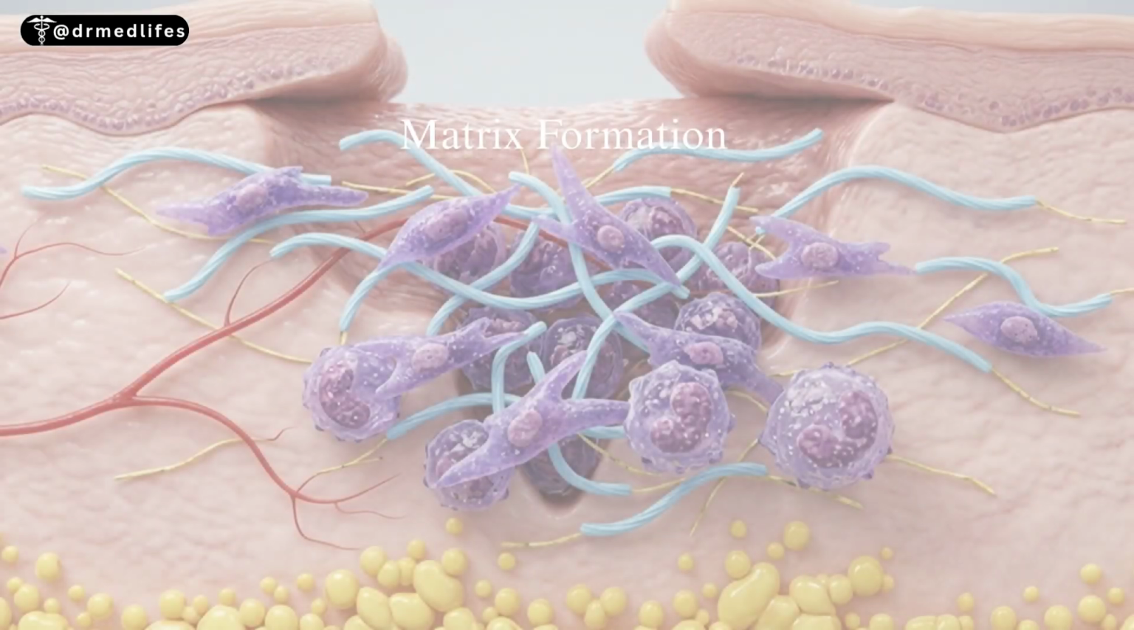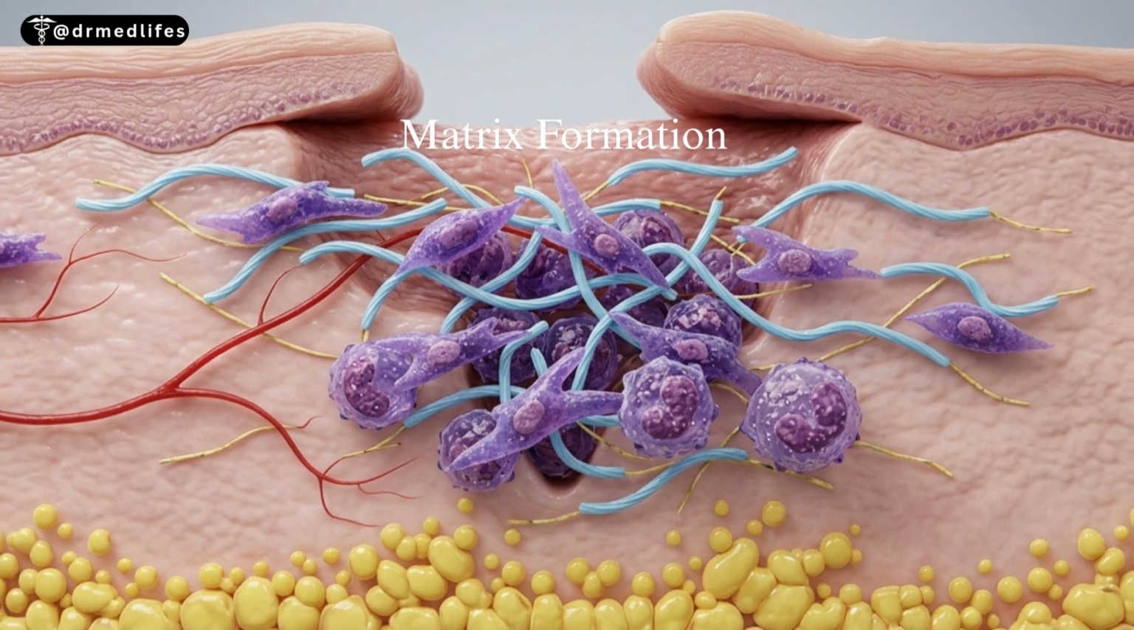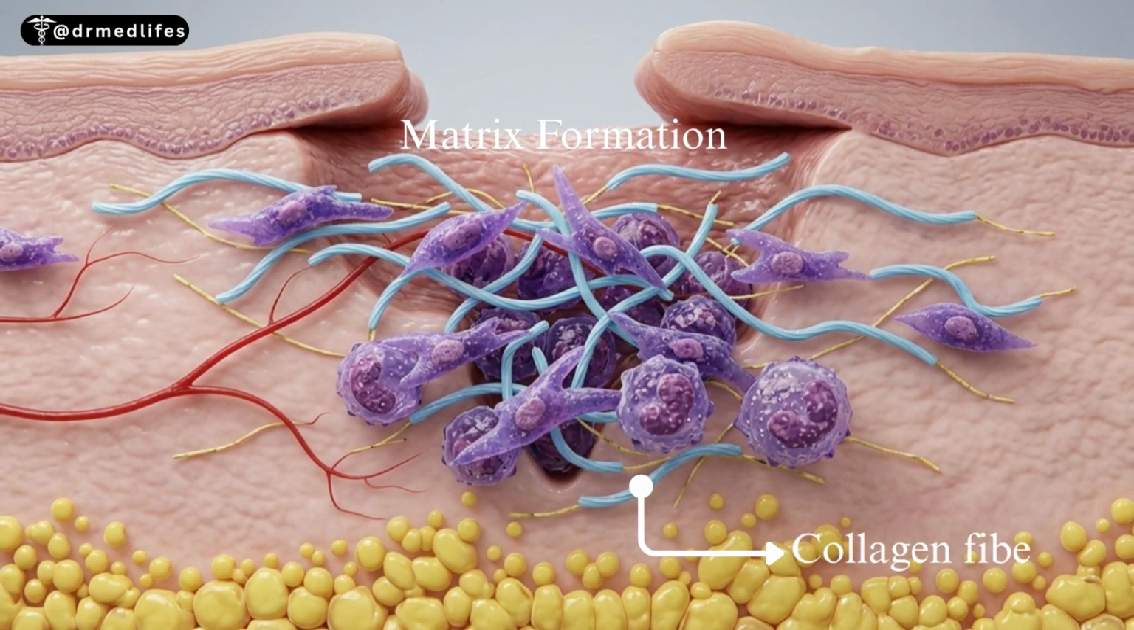The fourth stage is matrix formation. Collagen and other extracellular components are deposited. This strengthens the tissue and provides structural support.